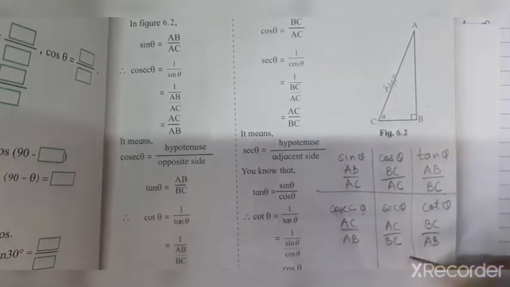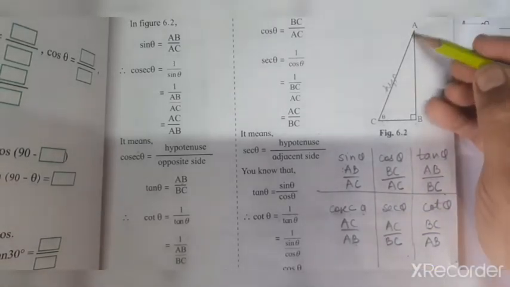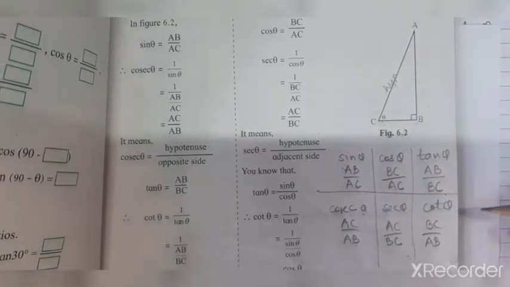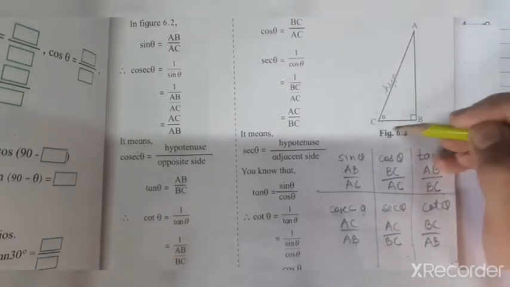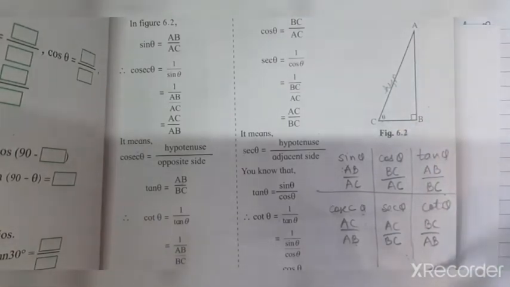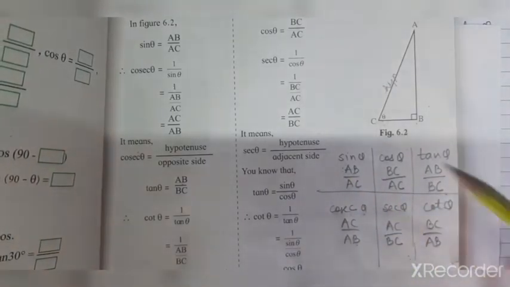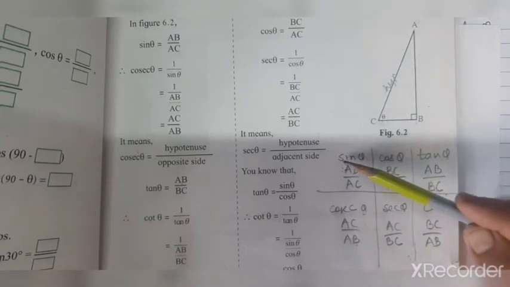Sec theta is hypotenuse upon adjacent, so AC upon BC. And cot theta is adjacent upon opposite, so adjacent is BC upon opposite is AB. This part has to be clear. We have studied sine, cos, tan, and now cosec, sec, cot. Just understand. You can make your own hints, or one hint I can give you is S and C.